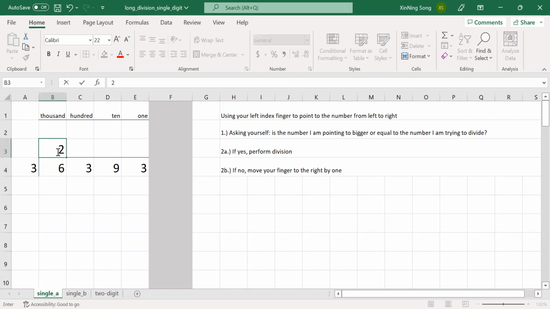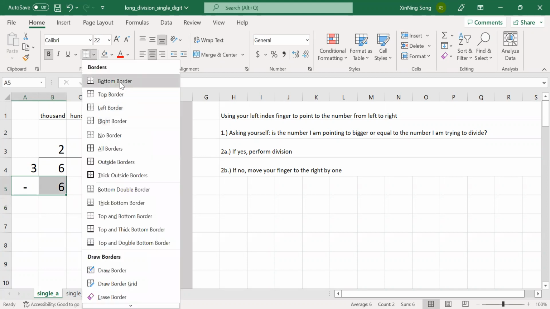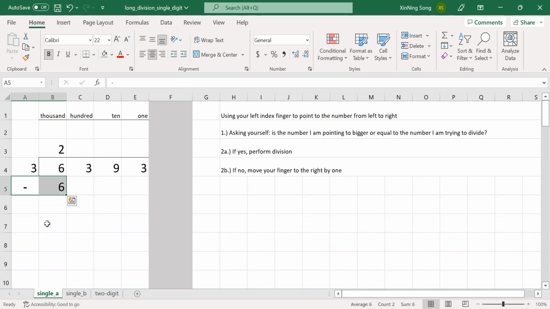Then we put the 2 above the 6, since 2 threes fit into 6. Then we multiply 2 times 3, which gives you 6, so you can subtract. I'm going to use Excel again. This is not pen or paper, so I use Excel to draw this line for me. And 6 minus 6 equals 0. It fits evenly, a perfect fit.